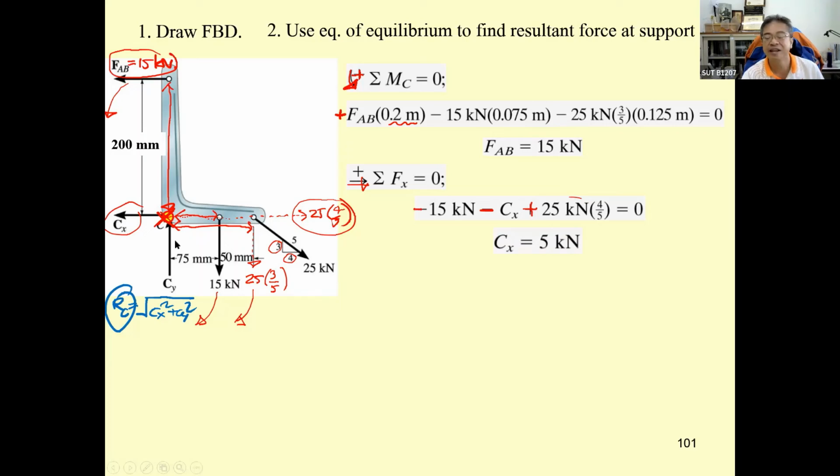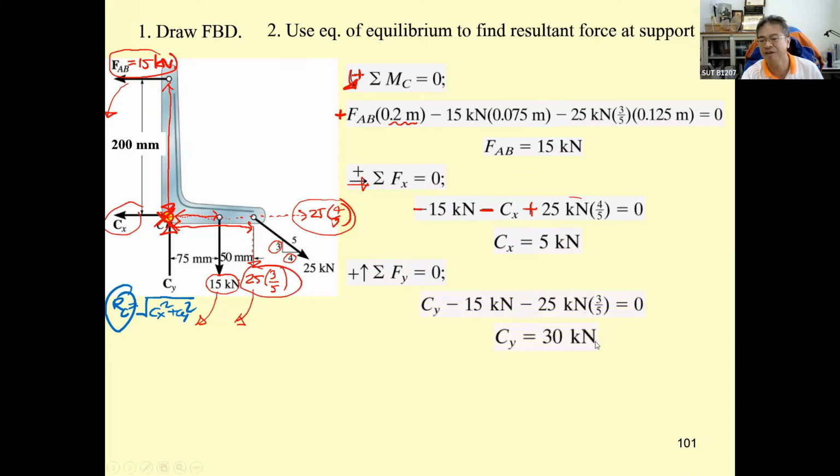And then C sub y. The summation of forces in y equal to 0. So this guy is going to be positive, 15 is negative, this one is negative. You just put this one, you got C sub y equal to 30 kilonewton. But C sub x and C sub y are just components of the resultant force at C. You got to determine the resultant force.